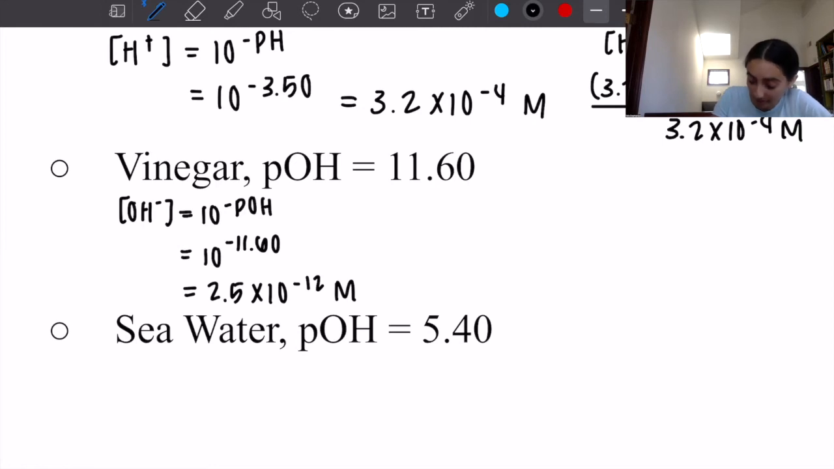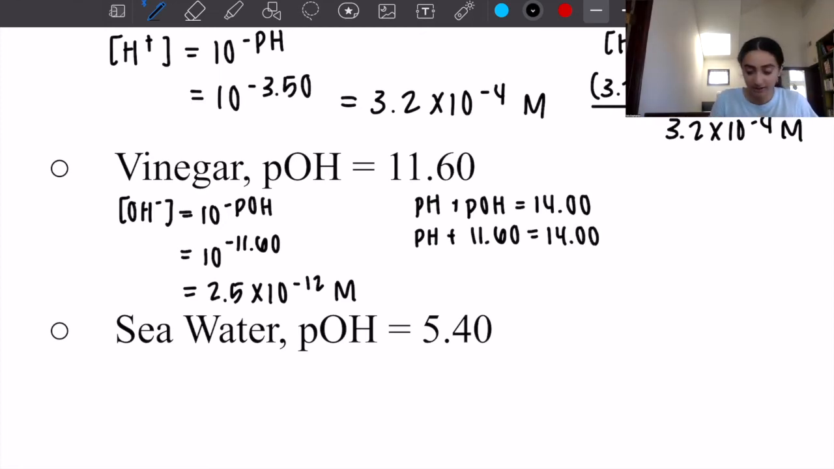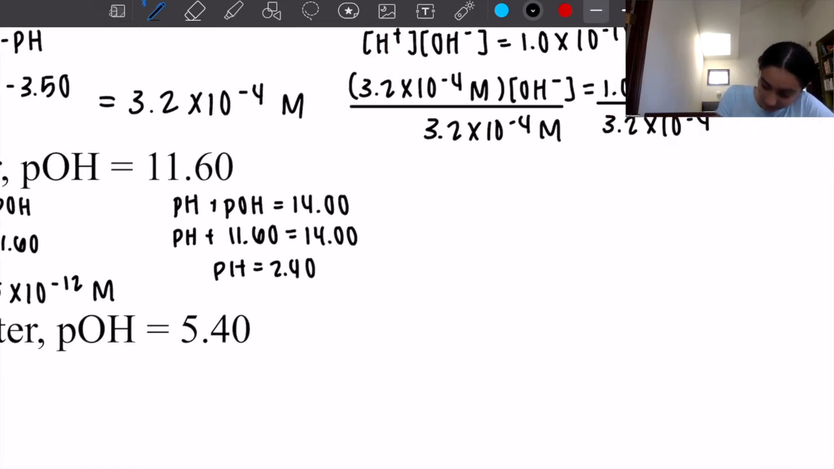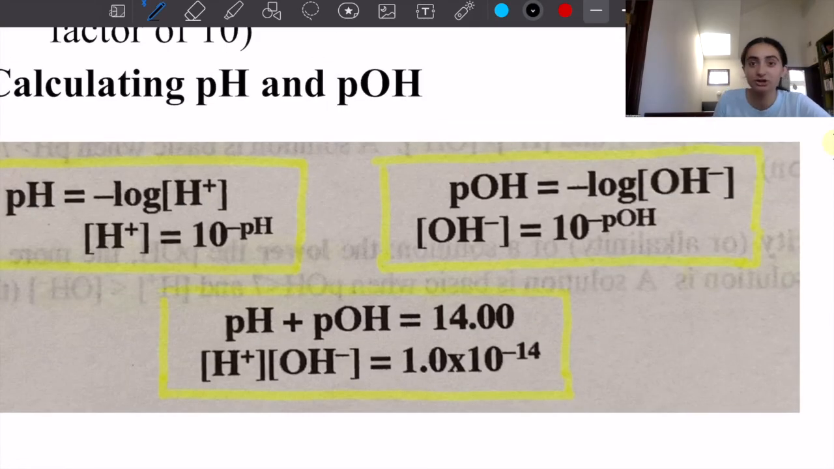Okay, so I'm going to calculate pH. So I know that pH plus pOH equals 14.00. So that means that the pH plus 11.60 is going to equal 14.00. So I'm going to subtract 11.60 from both sides, and I'm going to get that the pH equals 2.40. So now let's calculate the concentration of H plus from there. So the concentration of H plus equals 10 to the negative pH power. Also, these equations are on your formula sheet normally for honors chem.